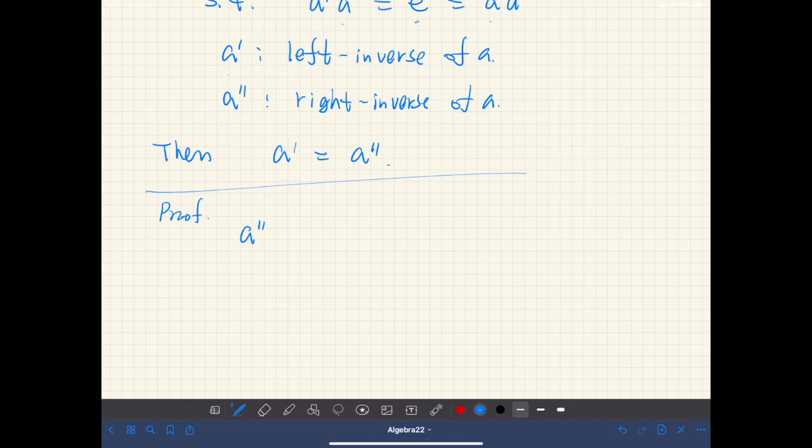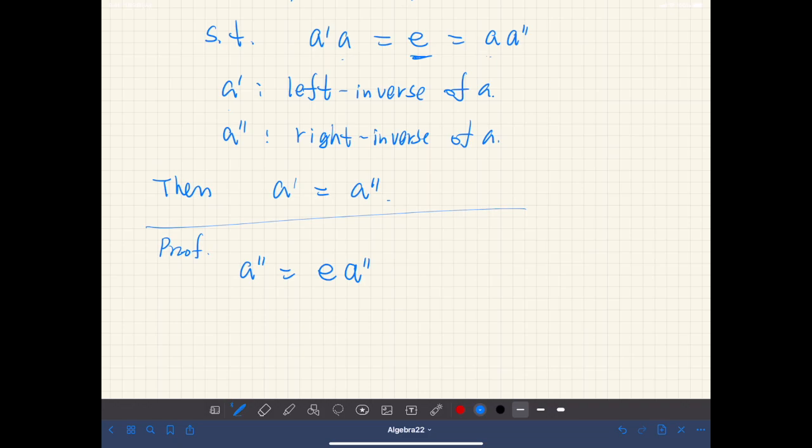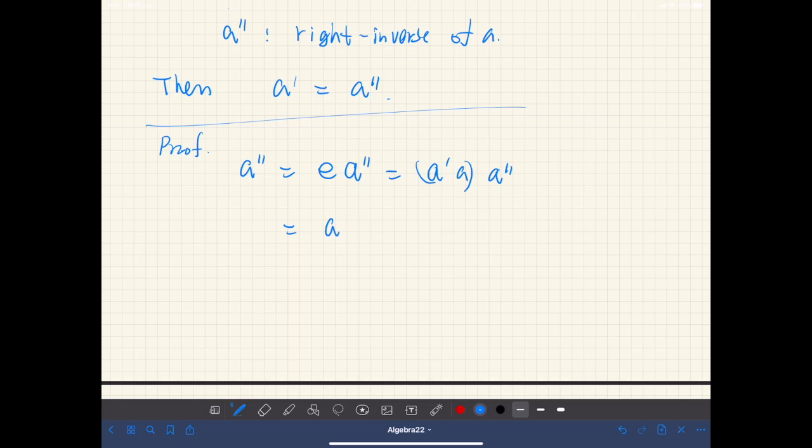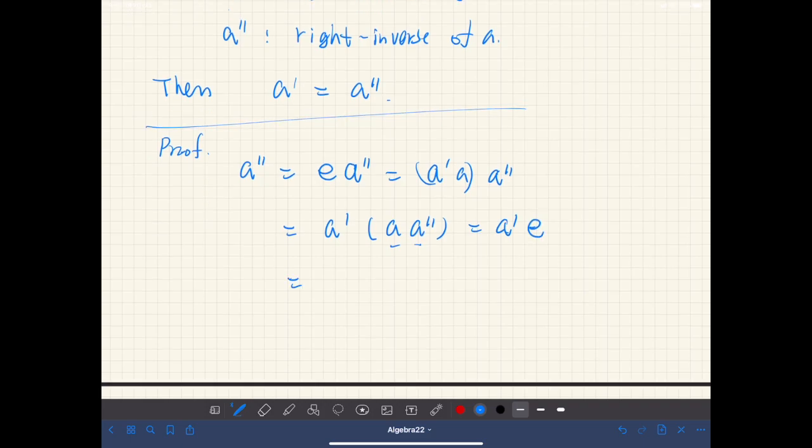So we have A double prime. Since E is the identity element, it is equal to E times A double prime. But by the given condition, E is equal to either this or this, and so we use this one: A prime times A, and A double prime. And by using the associativity, we have A prime times A times A double prime. But this is equal to E. But E is the identity element, so it is equal to A prime. So after all, we have A double prime is equal to A prime, and we are done.